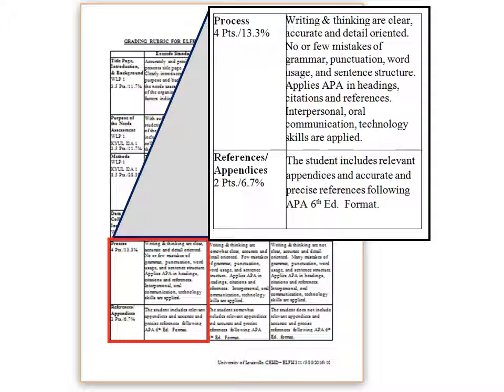As you will see, 20% of your grade on your HAT is for process and references and appendices. And the goal for all students in this class for their final project is that writing and thinking are clear, accurate, detail-oriented, with no or few mistakes of grammar, punctuation, word usage, and sentence structure. Applies APA in headings, citations, and references. Interpersonal oral communication, technology skills are applied. The student includes relevant appendices and accurate and precise references following APA 6th edition format. Anyway, so this is the criteria I have to use.